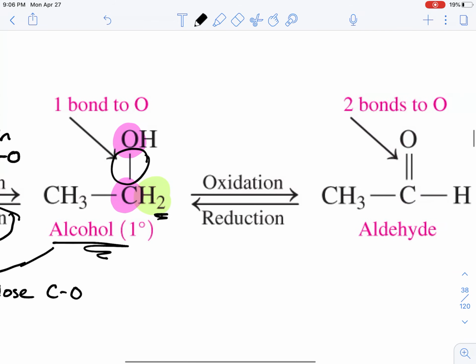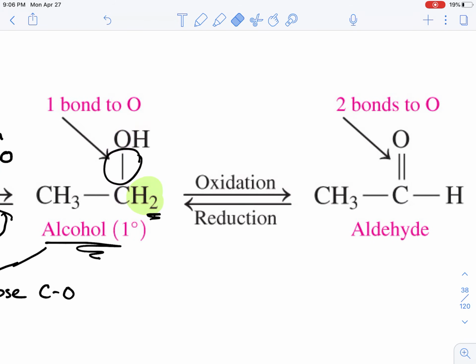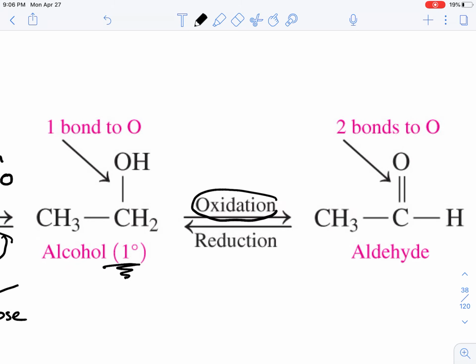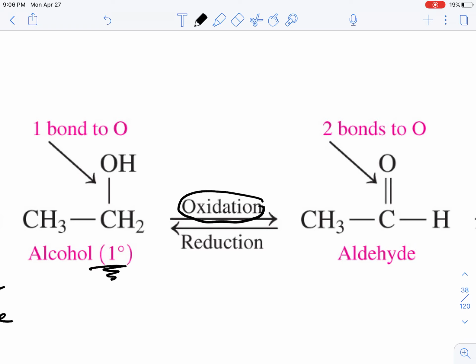All right. What if we didn't start with an alkane? What if we started with a primary alcohol? And so, if you started with a primary alcohol, and you undergo oxidation, then that means that you're going to lose a hydrogen and gain a carbon oxygen bond.